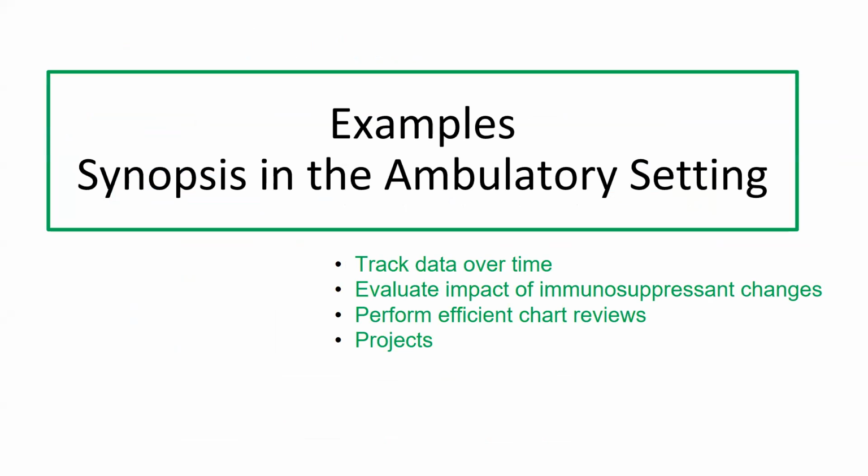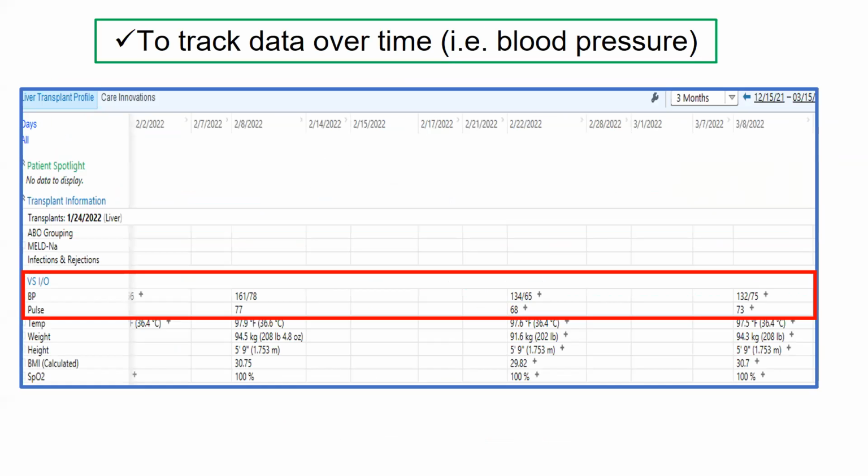Now I'm just going to go through a few examples to highlight what I think are some benefits of using this in the ambulatory setting. As we've seen and talked about, tracking data over time is why we want to use things like this. So let's just think of blood pressure. If I saw a patient on March 8th, their blood pressure is 132/75, I can look back in time. Some patients you see frequently, others maybe not. So this is just a 3-month snapshot, as that's what I set it for, of blood pressure.